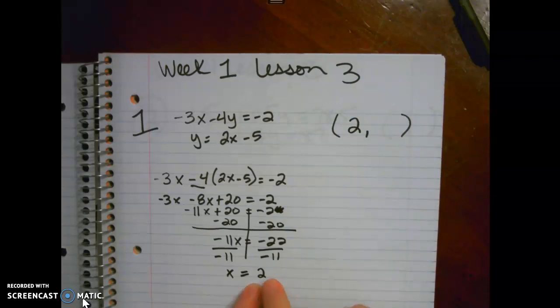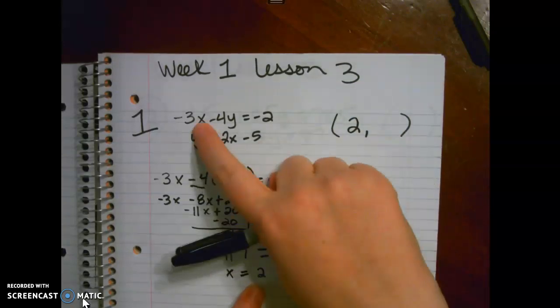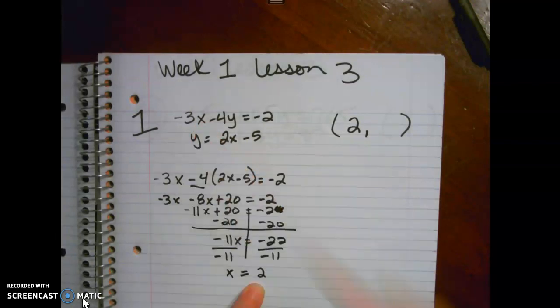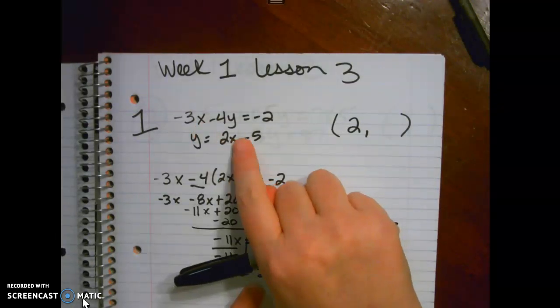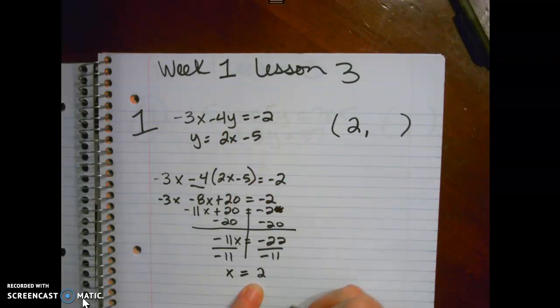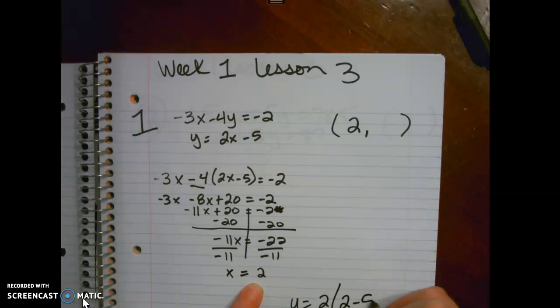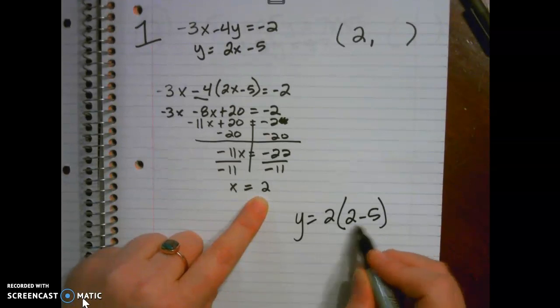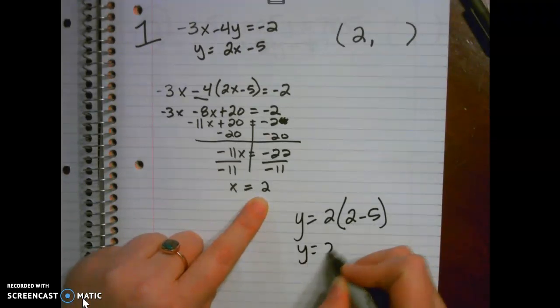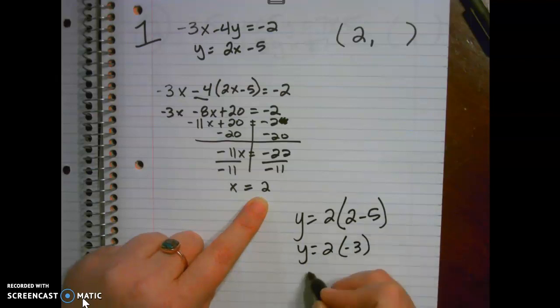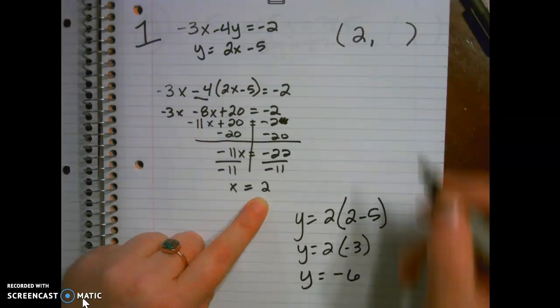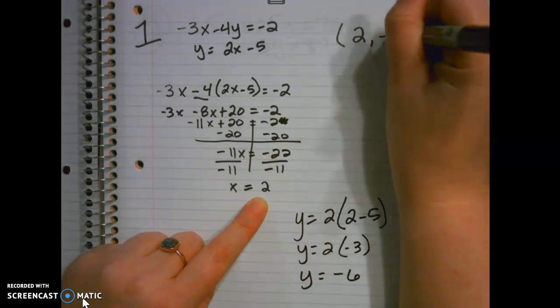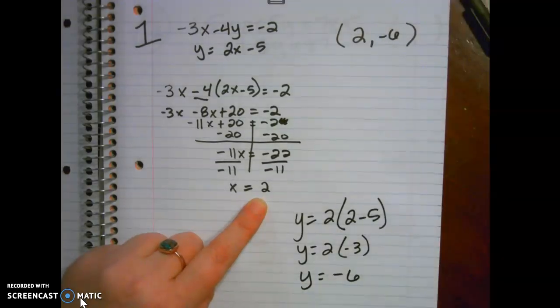But we're also going to take this, and we can plug it into this x or this x. It doesn't matter. It's going to give us the same value of y. I like to do the easier one, which is this one. So I'm going to go y equals 2 times 2 minus 5. So 2 minus 5 is negative 3. Y equals 2 times negative 3. So y equals negative 6. So up here in my answer, I'm going to get negative 6.